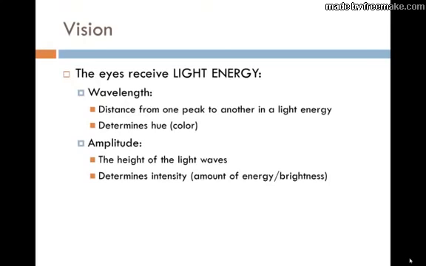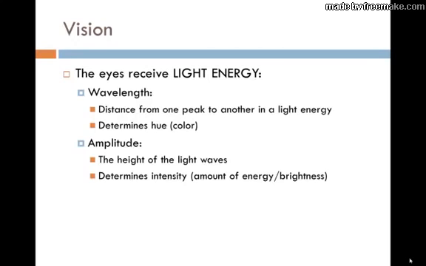So we're going to talk a little bit about each of the senses. Vision is the first sense we're going to talk about, and what vision is essentially is the eyes receiving light energy. So it's just energy hitting our eyes. There's two components of this. One is the wavelength, and the distance from one peak to another in light energy is what the wavelength is. And wavelength determines the color.